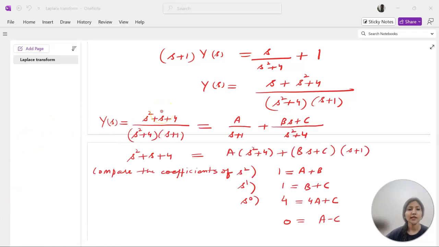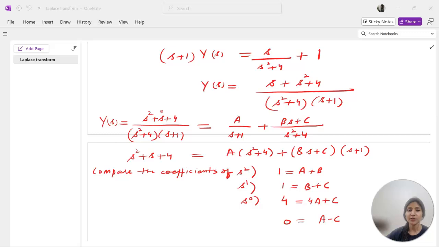So you can pause and see these calculations. Y(s), which is this fraction, we are going to write as a partial fraction. This is the linear factor s plus 1. We can write this fraction as A over s plus 1 plus another factor, which is a quadratic factor. For this we write Bs plus C upon the quadratic factor s square plus 4. This is by the rules of partial fractions, and then we take the LCM on both sides.